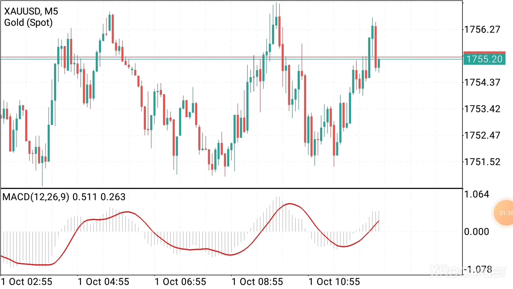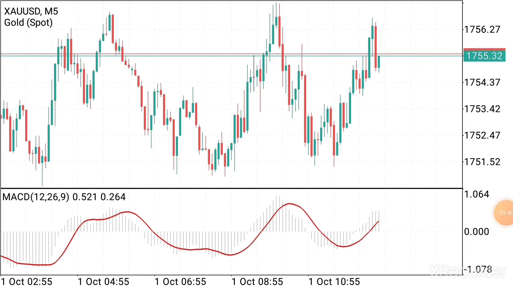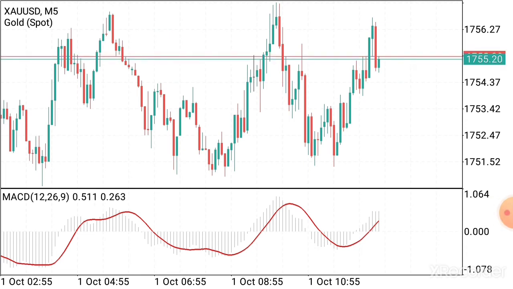And we're out of the trade now. That was a winning trade with 18 or 19 pips in the end.